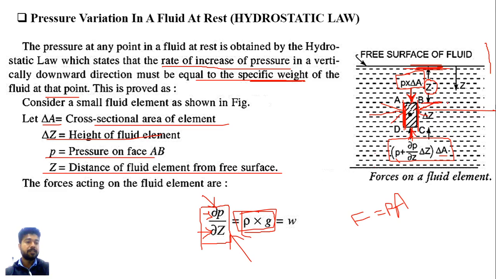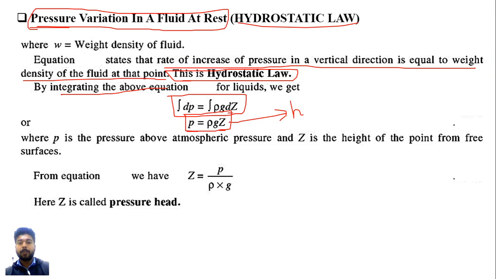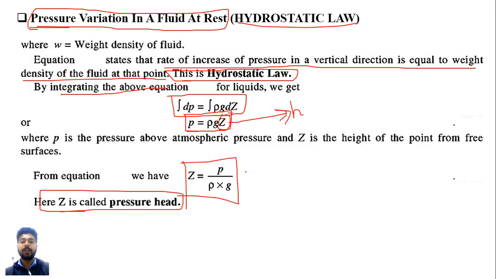As we already discussed, Z is the pressure head, the pressure acting on this AB side, meaning the distance from this particle to the free surface. In many books it is rho g H, or in this book rho g Z. So in the above equation, Z is called the pressure head. Pressure head H or Z equals P divided by rho g, in meters.